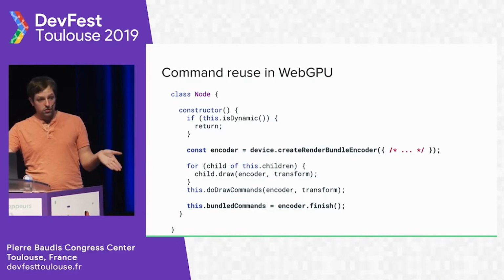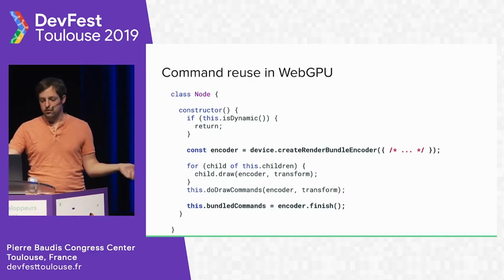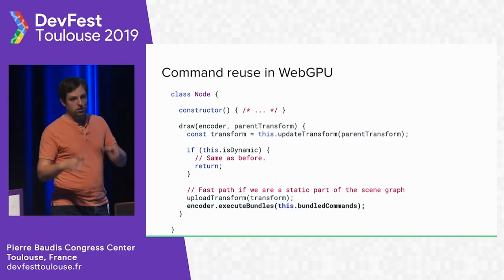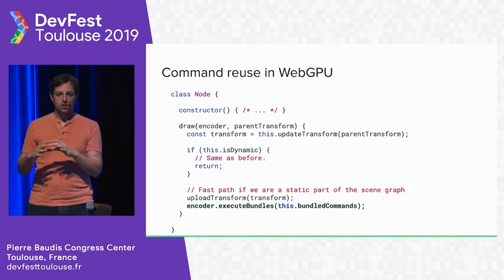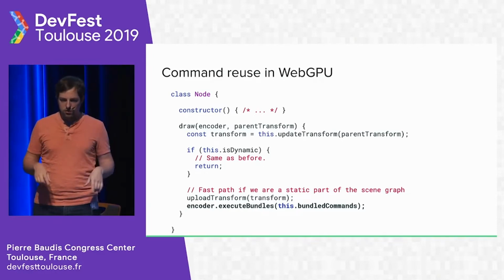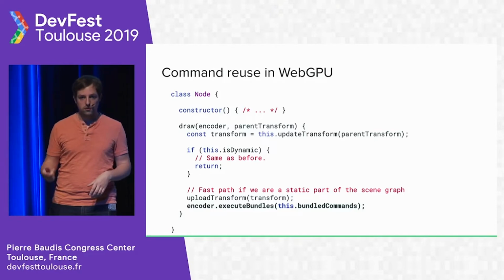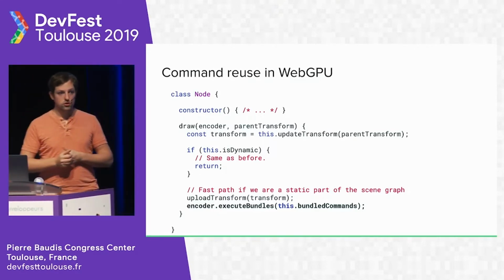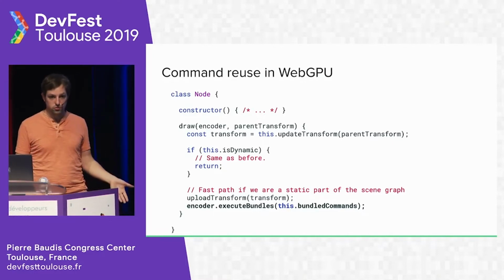So this is at loading time, so it's cheap in a sense. At draw time, when we detect we are the root of a static subtree, instead of walking all the children and sending all the commands, we can just reuse the bundled commands in one call. And so this is much more efficient because it allows you to just remove the computation for a whole subtree at once.